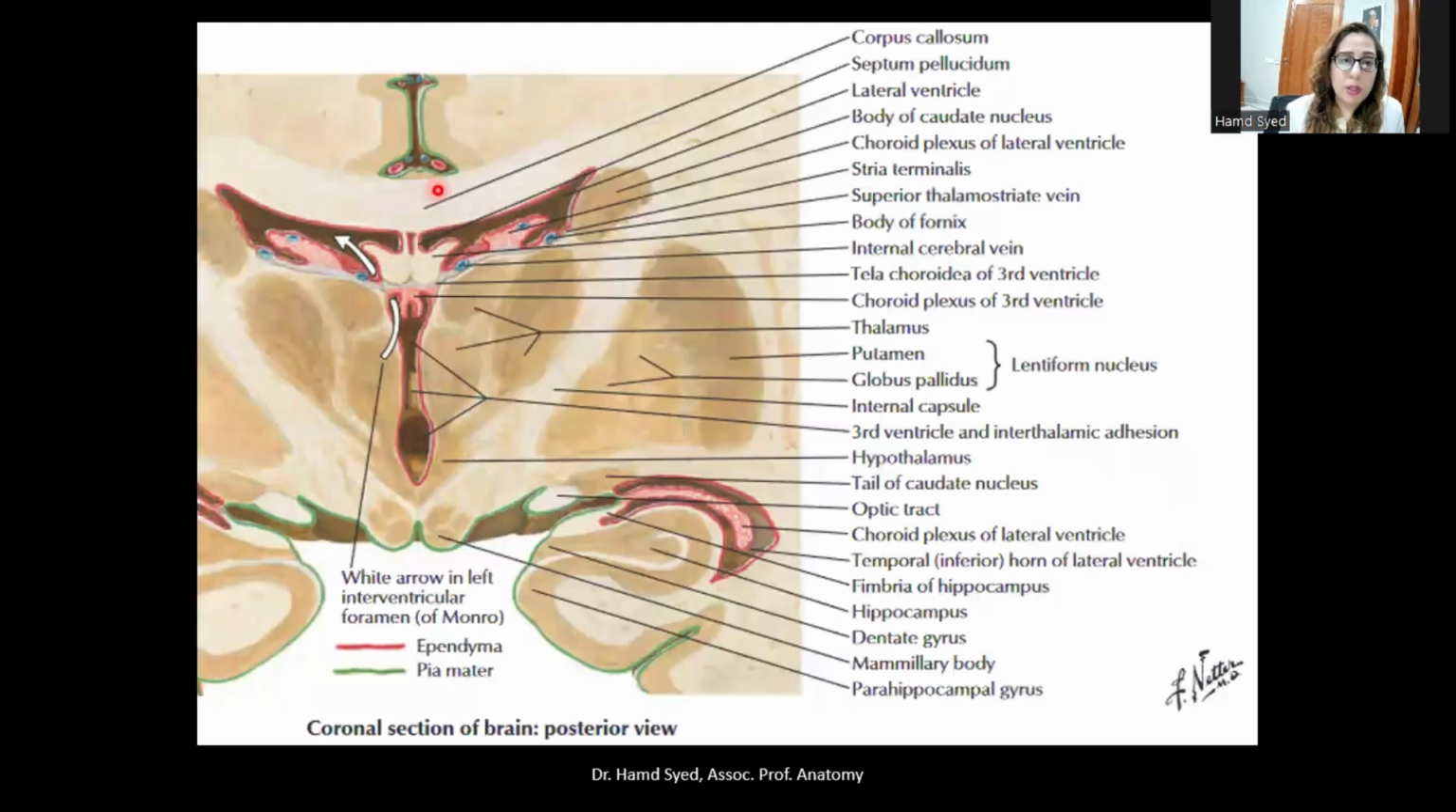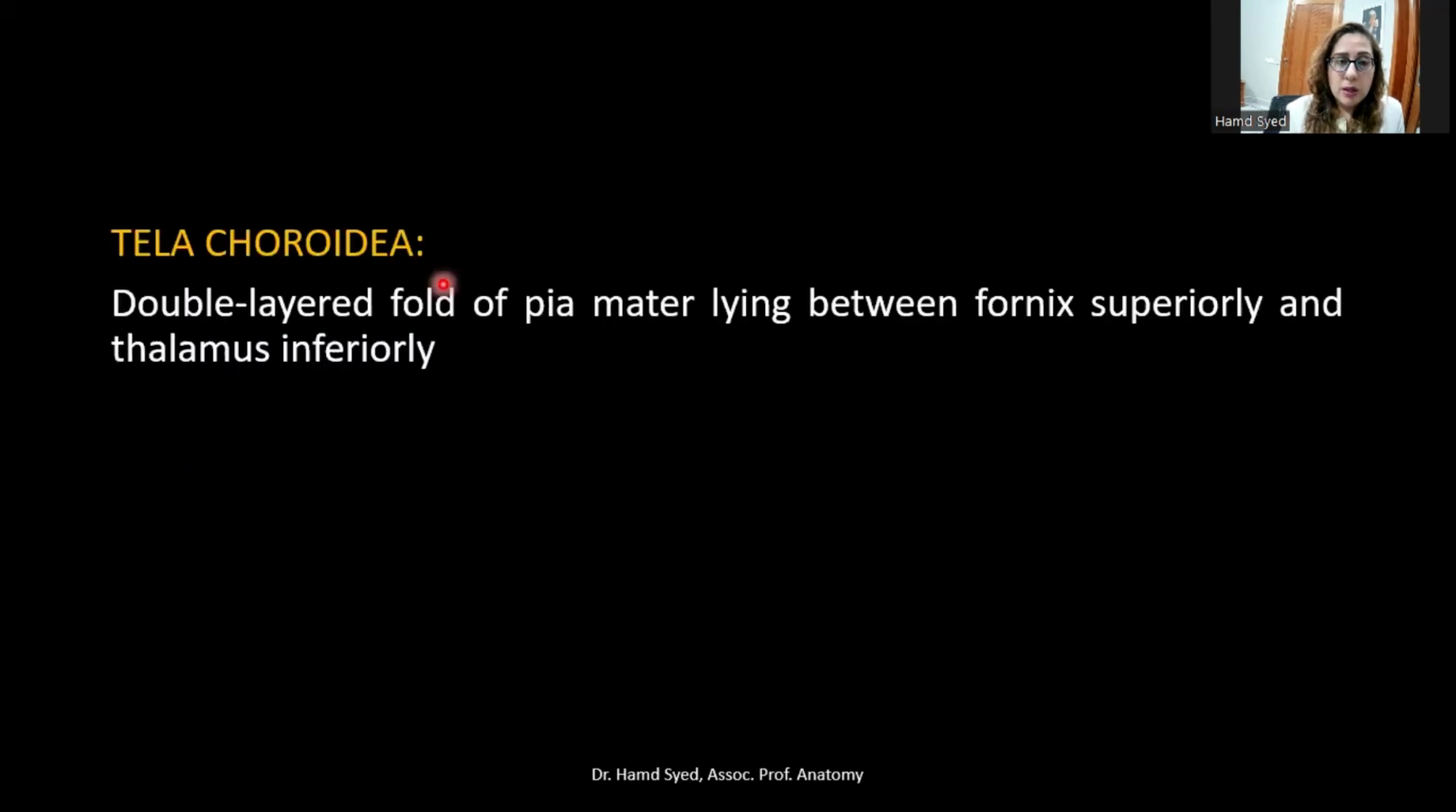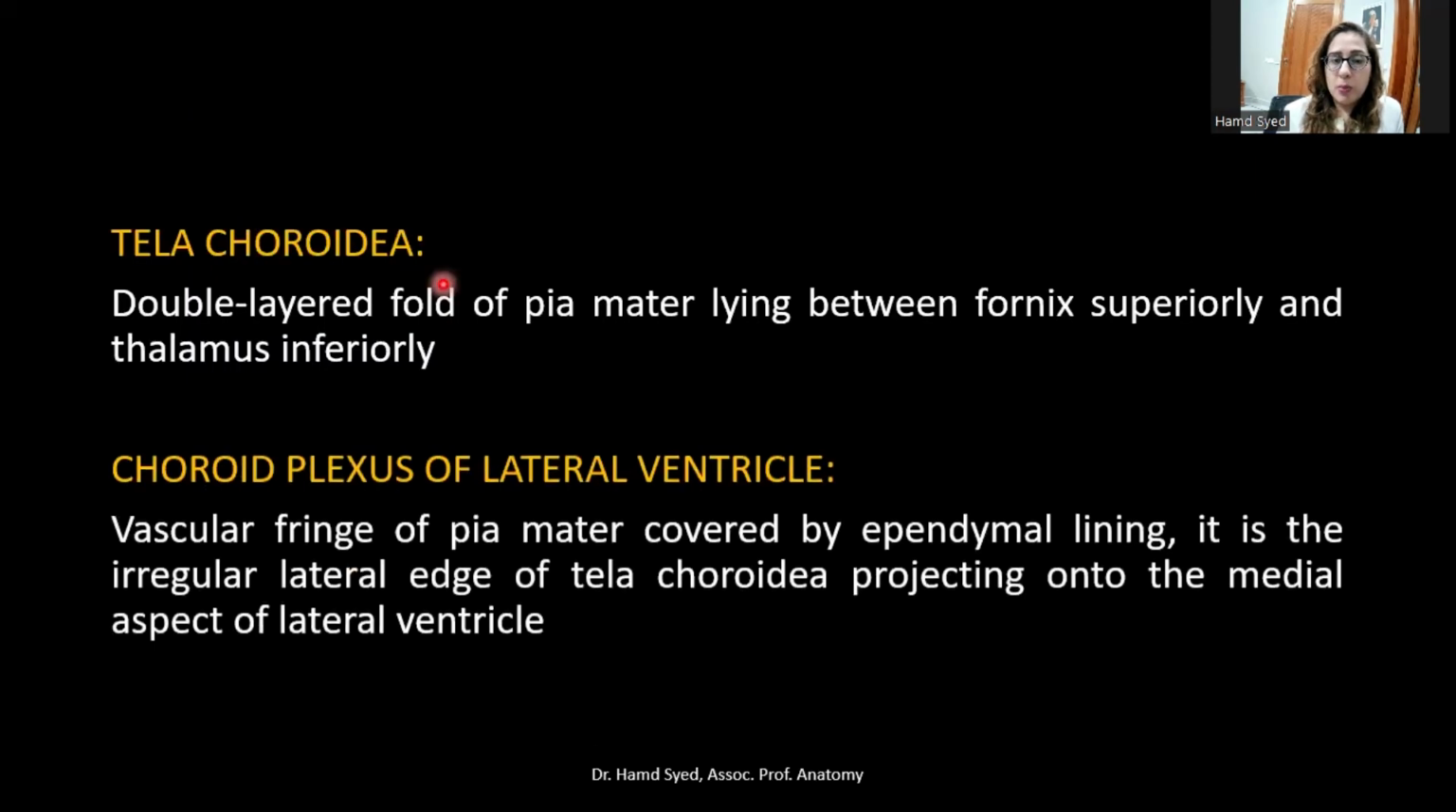So if we go back over here to this diagram, we can see that this here is the tela choroidea of the third ventricle. And so this is the double-layered fold of pia mater. And from the tela choroidea, there is projection of the choroid plexuses. The choroid plexus is simply a vascular fringe of pia mater covered by ependymal lining. It is the irregular lateral edge of tela choroidea which is projecting onto the medial aspect of the lateral ventricle.